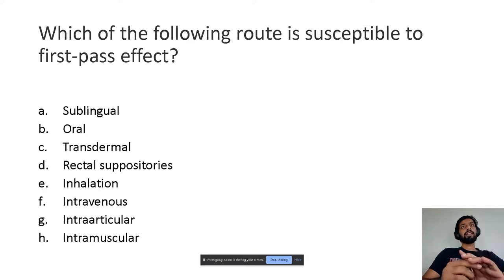Which of the following routes is susceptible to first pass effect? Is it the sublingual route, oral route, transdermal, or rectal suppository? Oral, correct. The oral route is where the first pass effect and elimination of most of your drug by the liver happens, right?